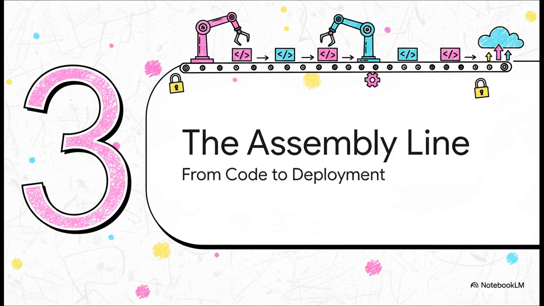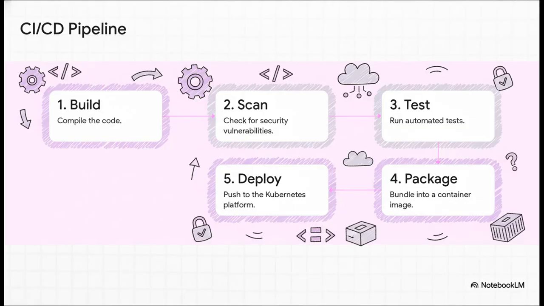Okay, so we've got our factory blueprints and our automated factory floor. But how do we get the raw materials, the developer's actual code, and turn them into a finished product? For that, we need a killer assembly line. And here it is, our CI/CD pipeline. This is the fully automated assembly line of our software factory.